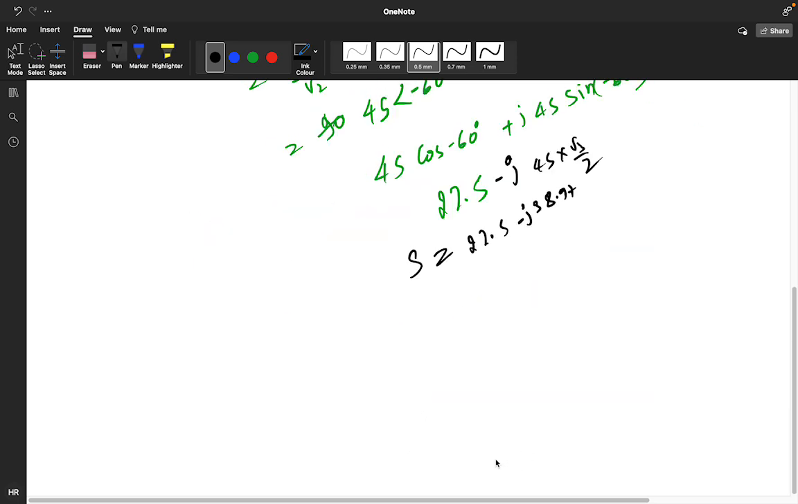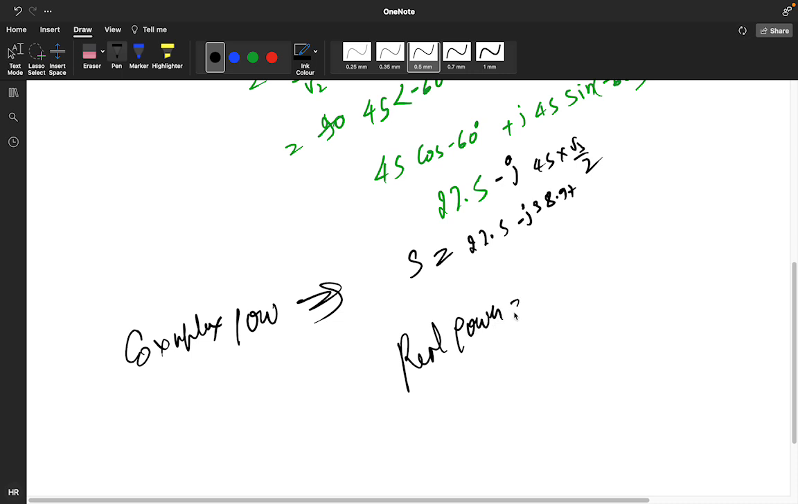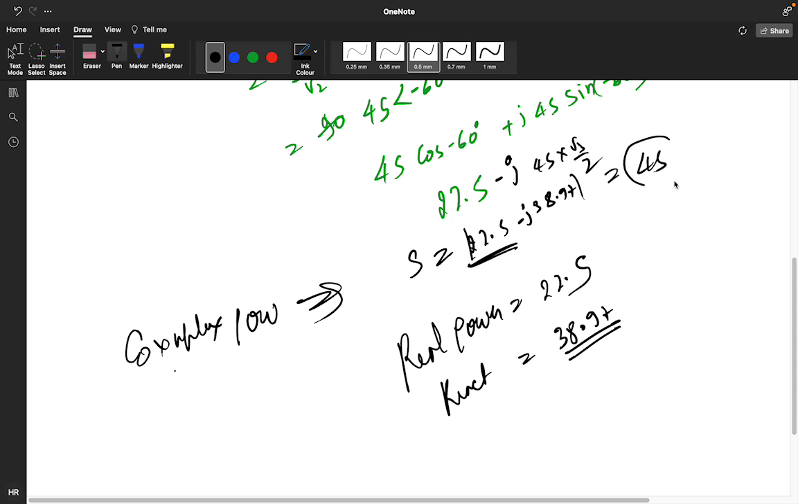So your complex power is what? Your complex power is this only. Your real power will be what? Real power will be 22.5, and your reactive power will be what? Reactive power is 38.97. So this is your complex power, and if you take the mod, you will get 45 only. Okay. What is the difference between real power and apparent power?